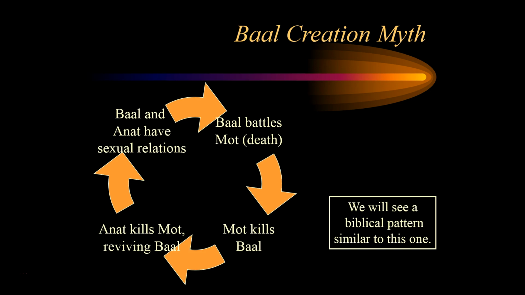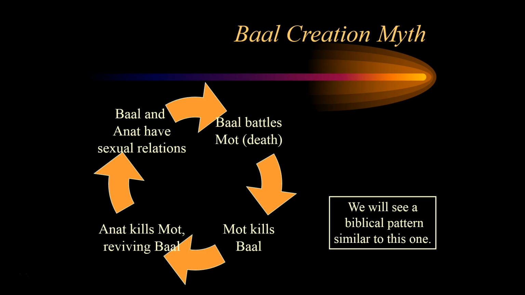And Moat killed Baal. And then, in revenge, Anath kills Moat, kills death, which brought Baal back to life. However, the story doesn't end there. Instead, it repeats itself as Baal and Moat battle again, Baal dies, and she kills Moat, Baal comes back to life. Over and over again, the story says, this eternal battle raged. Clearly you see in this repetitive cycle nature's seasons.